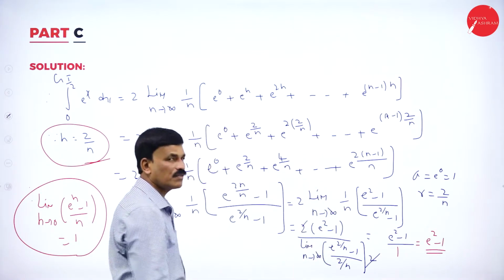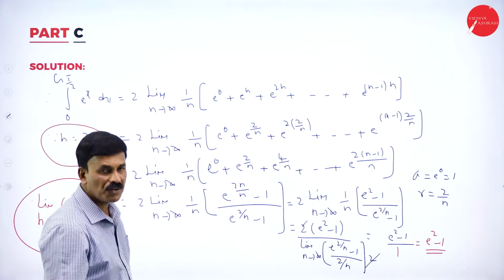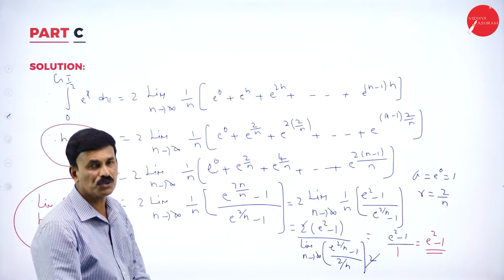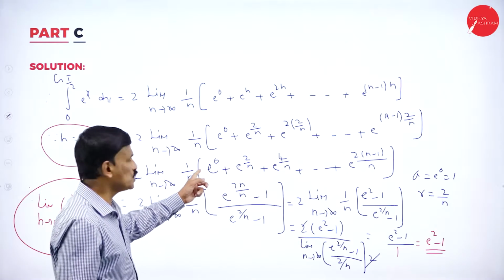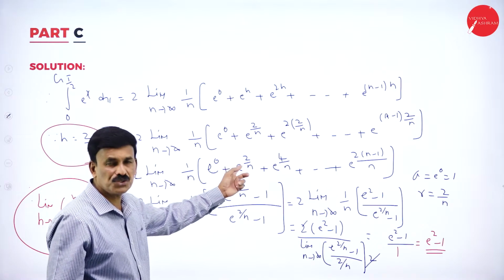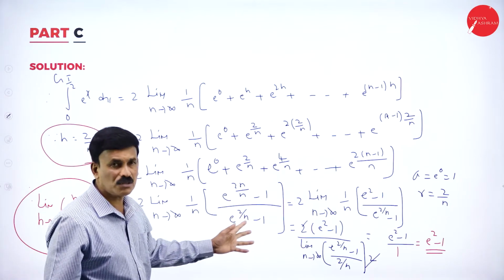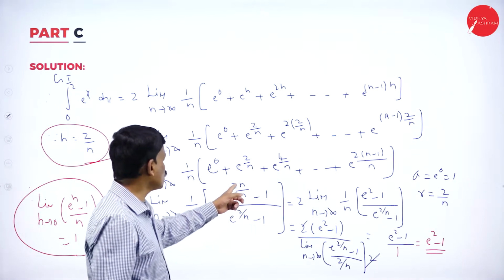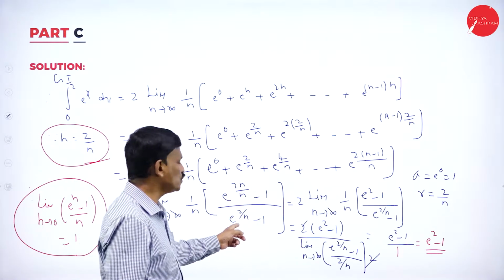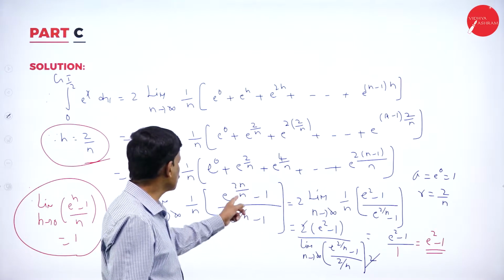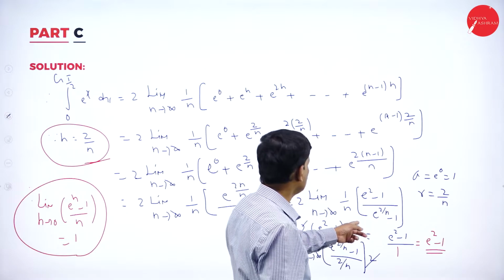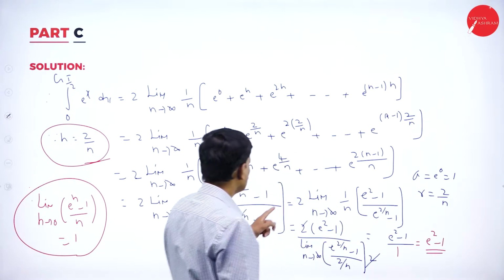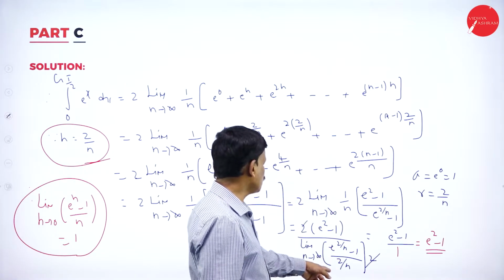So, if you observe carefully, this sequence is of the form a geometrical progression. This is a geometrical progression where the first term is e raised to 0, 1 and the common ratio is e raised to 2 by n. So, the nth term sum of a GP is given by e to the power of 2n by n minus 1 divided by e to the power of 2 by n minus 1. Here n gets cancelled. In the numerator, you will get e square minus 1 divided by e to the power of 2 by n minus 1. Now, just bring this n to the denominator.